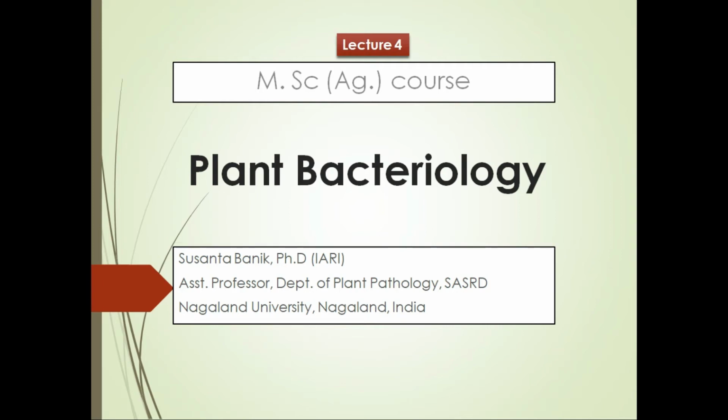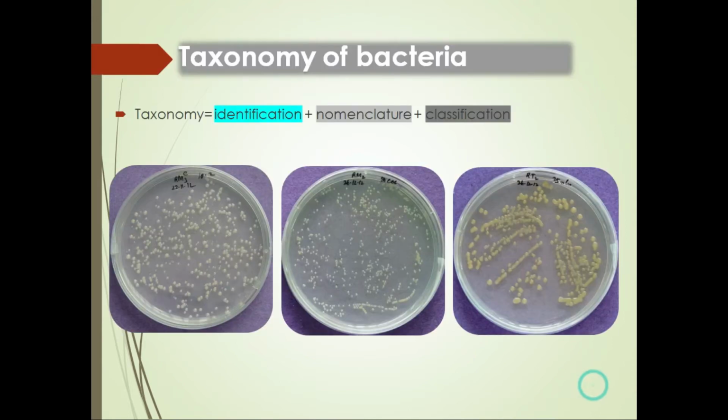Hello everyone. Today we are here to discuss one very important topic of plant bacteriology, and it is taxonomy of bacteria, especially plant pathogenic bacteria. You all know perhaps that taxonomy is a branch of science which deals with identification, nomenclature, and classification of organisms. So these three are the main pillars of taxonomy.